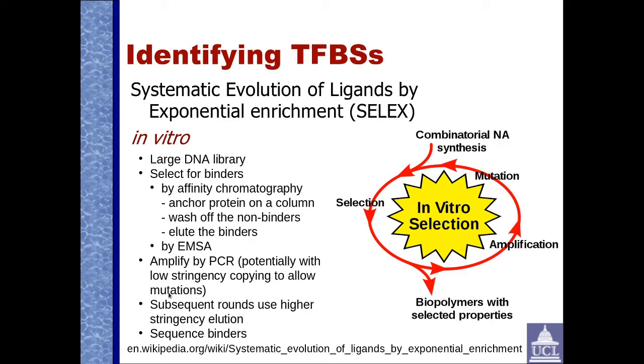A third in vitro method is known as systematic evolution of ligands by exponential enrichment, or SELEX. Now what this does is it starts with a large library of DNA fragments, and basically what we're doing then is selecting for fragments that bind to our protein of interest. So we're using affinity chromatography. We have the protein anchored on a column. We run our DNA library down the column. We wash off the non-binders and elute the binders.